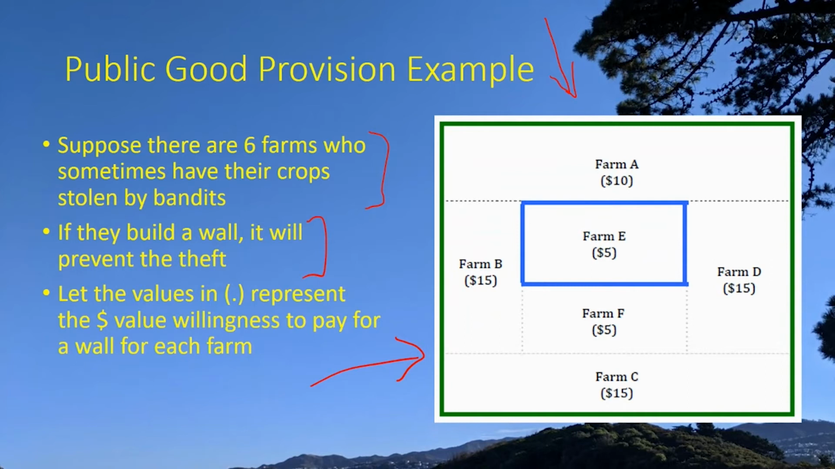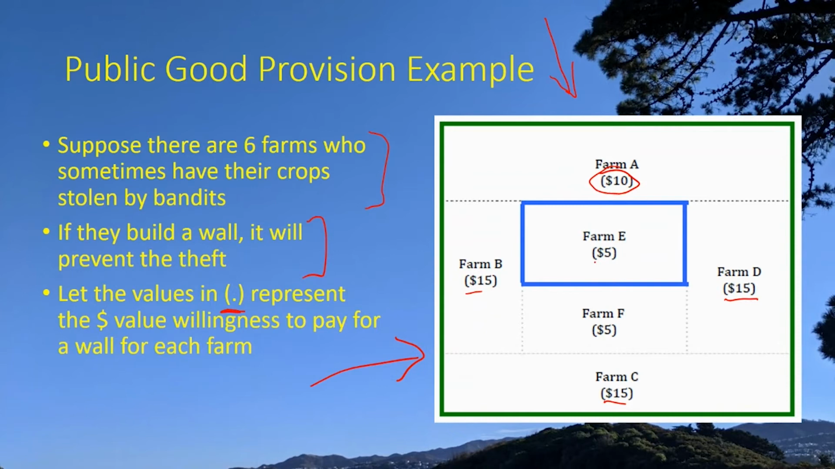If they can build a wall, that's going to make it more difficult or perhaps impossible. If you build the wall high enough, you're going to be able to prevent the theft from taking place, let's say. Let's just assume that that's true. And we're going to let the values inside the parentheses here represent the dollar value willingness to pay for a wall for each farm. Each farm gets certain benefits from having the wall and preventing the theft. But the theft doesn't happen all the time. They don't lose all their goods. They just lose some of their goods occasionally. It's kind of probabilistic, let's say. And maybe the farms are different sizes and they have different amounts to lose, and that's associated with the different values here.